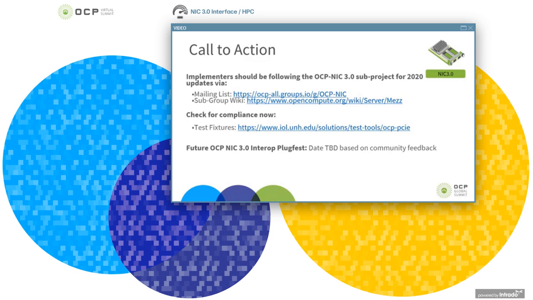Implementers can check for compliance test fixtures at www.iol.unh.edu/solutions/testtools/ocp-bcie. Future OCP NIC 3.0 Interop Plugfest dates are still to be determined.